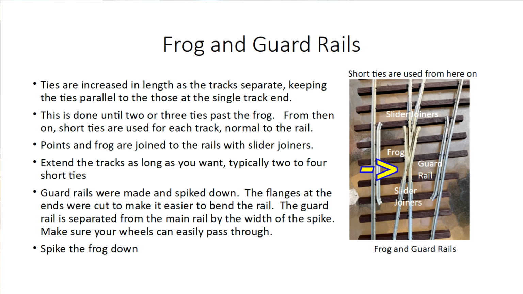Here's where the frog is, and I use a commercial frog and it's commercial points also. It's a number 5 frog right here that I use. Then I use slider joiners. These are just joiners that you slide the rail into to attach the rail on either side. You build the guardrails. You cut the flange on the end of each of the guardrails so you can bend it over easily. And you just spike the guardrails down. Basically, there's a width of the spike in between the guardrail and the actual rail. And that should be enough room to allow your wheel to pass through on either side. If not, you're going to have to move the guardrail over just a little bit.